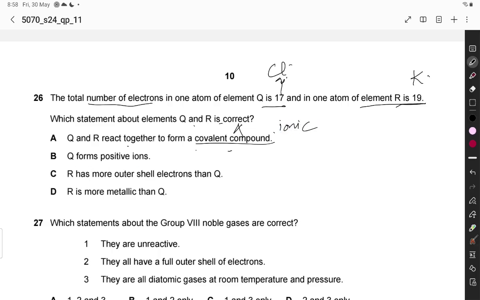Q forms a positive ion. Now, Q forms a negative ion because it is a non-metal present in group 7, so it needs to gain one electron, carrying a -1 charge. R has more outer shell electrons than Q. No, this is not correct. Q has more outer shell electrons than R, so this is also incorrect. R is more metallic than Q. Yes, R is metallic because it is present in group 1, so it is more metallic than Q. So D option is correct.